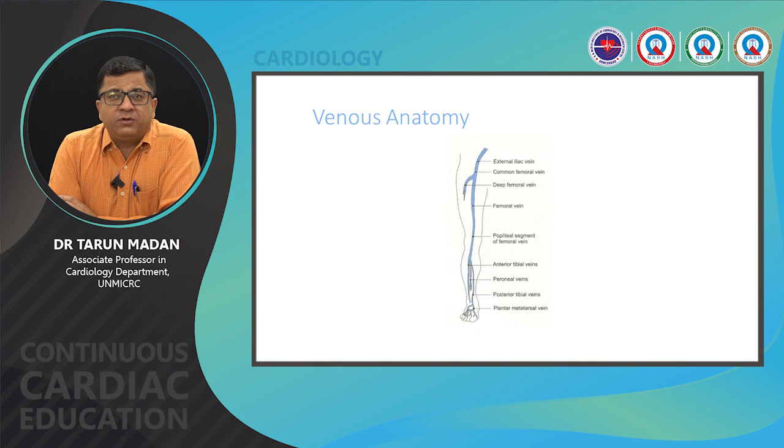So to improve the quality of life, this is how the venous system in the leg looks like. External iliac vein, which is formed by common femoral vein and deep femoral vein. Deep femoral vein is joined by femoral vein and great saphenous vein, and this is in continuation of the popliteal vein, and then popliteal vein is formed by the posterior tibial veins and anterior tibial veins and peroneal veins.